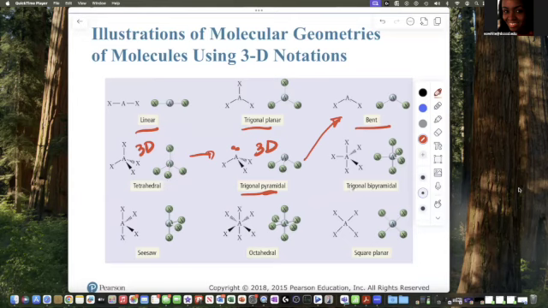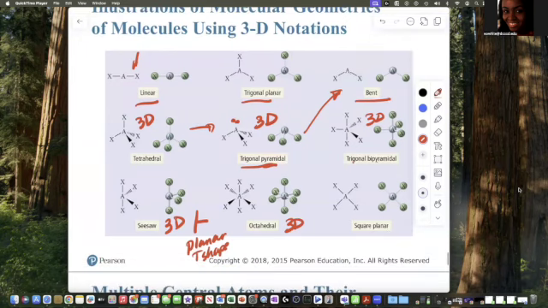Then we have trigonal bipyramidal, also 3D. Okay. Seesaw, also 3D. When we have a T-shape, it goes back to being just flat. Octahedral, 3D. Sorry, T-shape is just going to be planar, right? T-shaped. And of course, the linear will be back here, right? And then square planar is in the name. This is going to be flat.